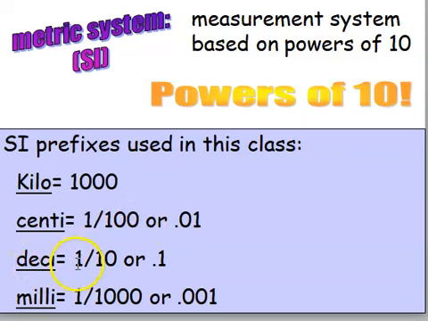A decimeter is 1/10th of a meter. So a decimeter, about 4 inches. And then a millimeter is very small, so that's 1/1000th of a meter. It is more like the thickness of a few sheets of paper stacked on top of each other.